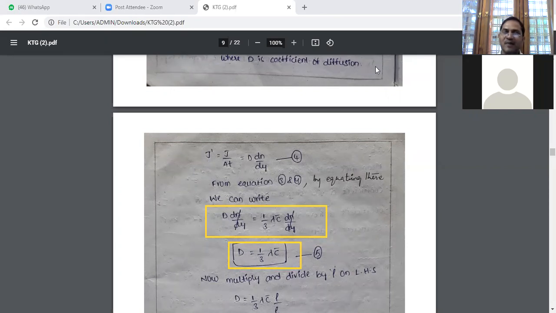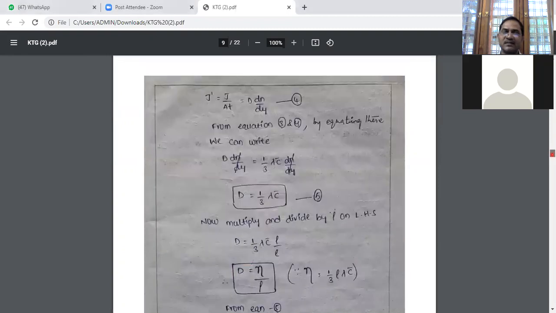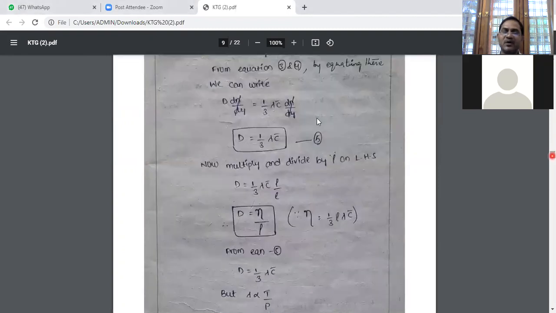But according to Maxwell, what is the mean free path? According to Maxwell, the mean free path lambda equals 1 by root 2 pi sigma square n. So by substituting that, you will get the expression in terms of n. So that is one thing.